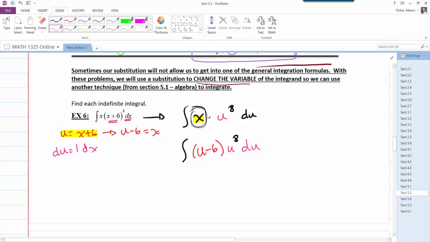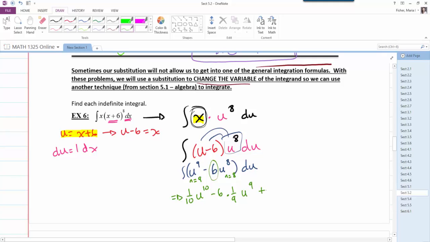And now this is something I can integrate. I first need to distribute this u to the 8th to both of my terms. So it becomes the integral of u to the 9th minus 6u to the 8th. But now I'm in the format to use those rules from section 5.1. I have the power rule for both of these. Here my n is equal to 9. Therefore, I'm looking at 1 over 10 u to the 10th. 6 is a constant multiplier. It multiplies along. Here my n is equal to 8. So this is times 1 over 9 u to the 9th plus c.